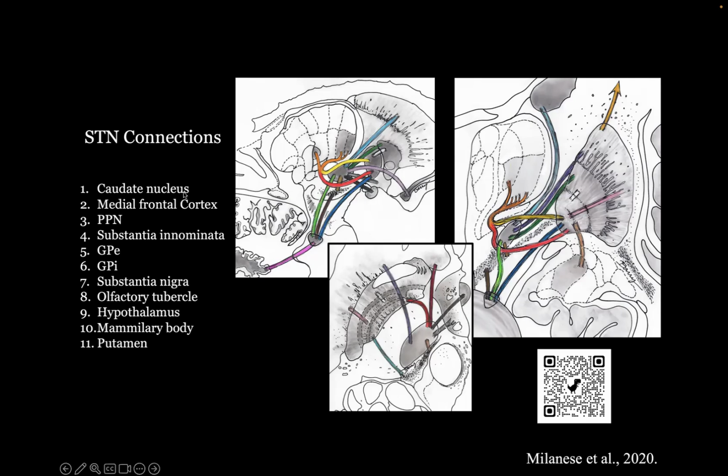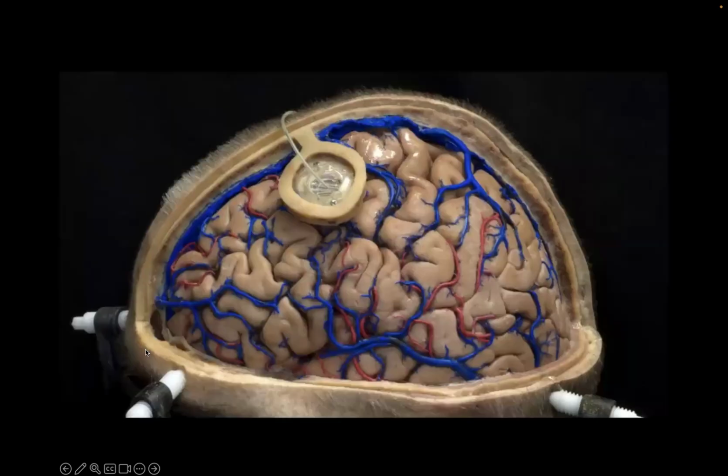And I got to show connections to the caudate nucleus, medial frontal cortex, the PPN, the pedunculopontine nucleus, and also the substantia innominata, GPE, GPI, substantia nigra, olfactory tubercle, as I showed before, hypothalamus, mammillary body, and putamen. So let's have that X-ray view, as I mentioned, and let's dive deep and understand each structure that we cross when we are reaching the STN.